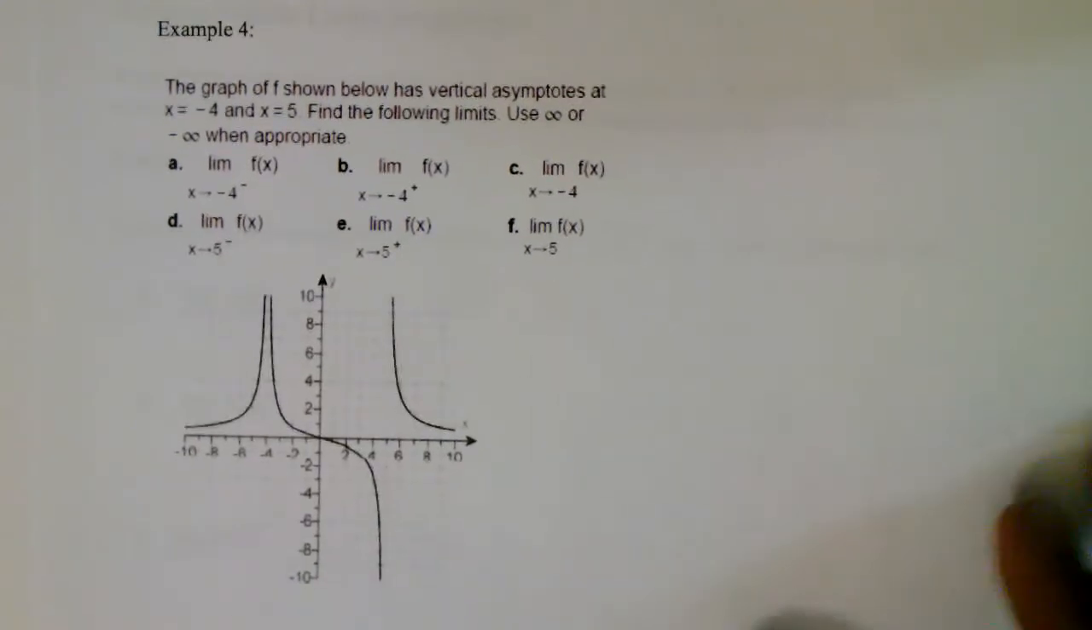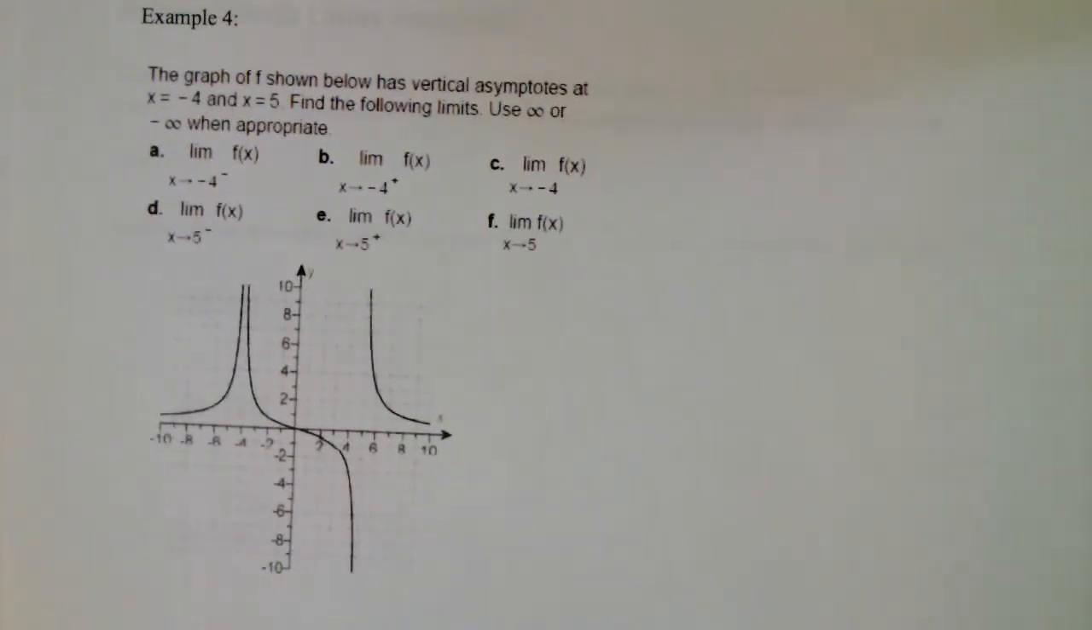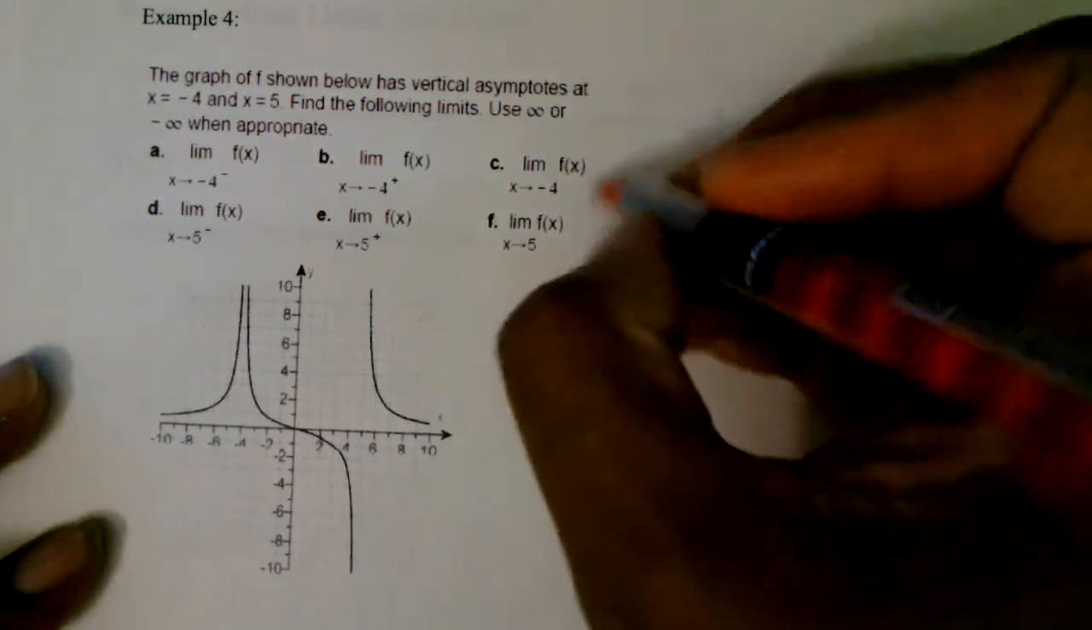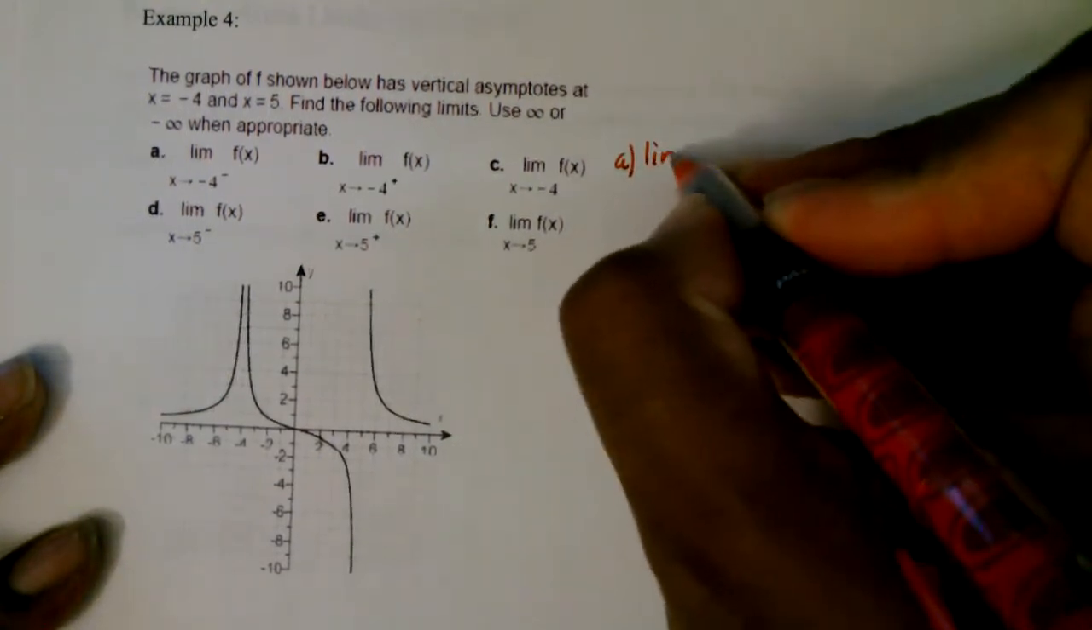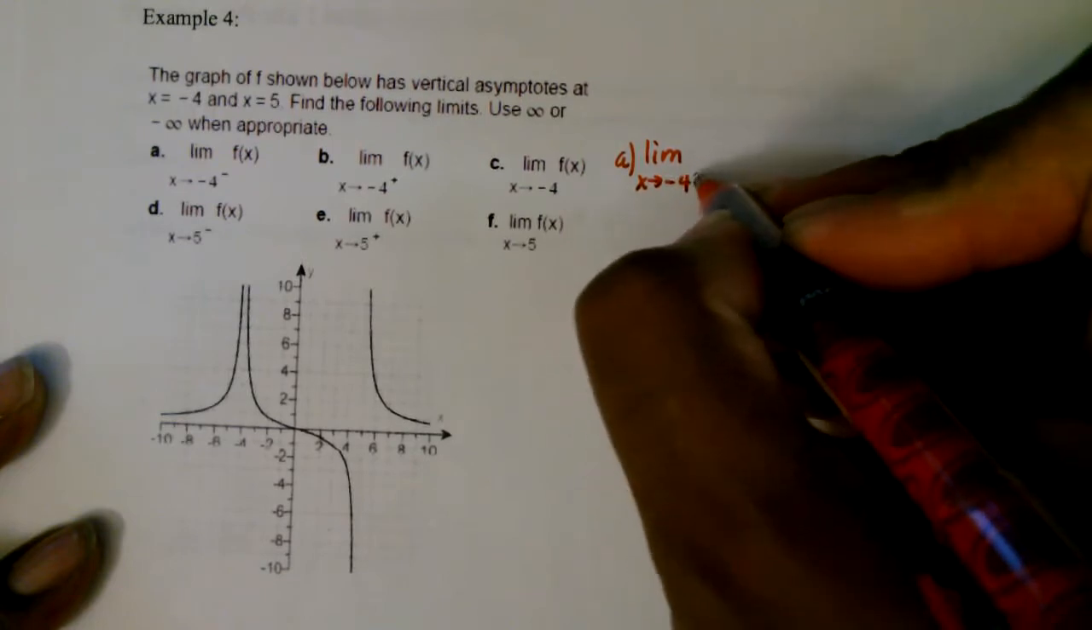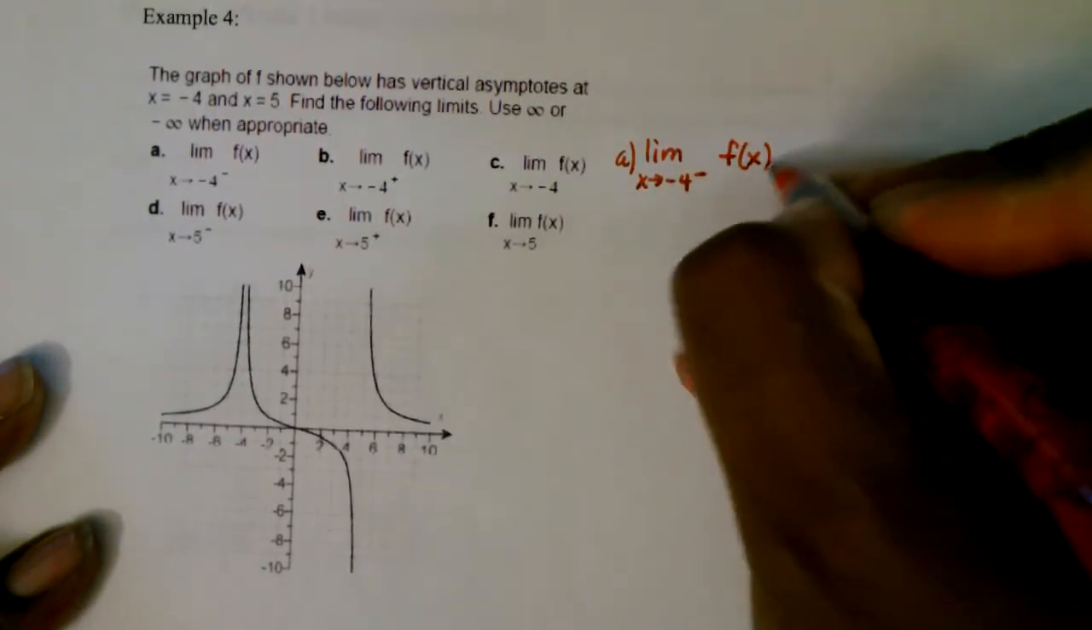All right, and here's, let's say, one more example of this. The graph of f shown below has vertical asymptotes at x equal to -4 and x equal to 5. Find the following limits. Use infinity or negative infinity where appropriate. So in this case, let's look at the limit in part A. The limit as x approaches -4 from the left of f of x.